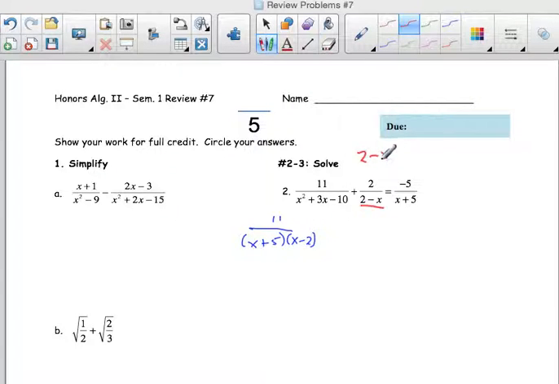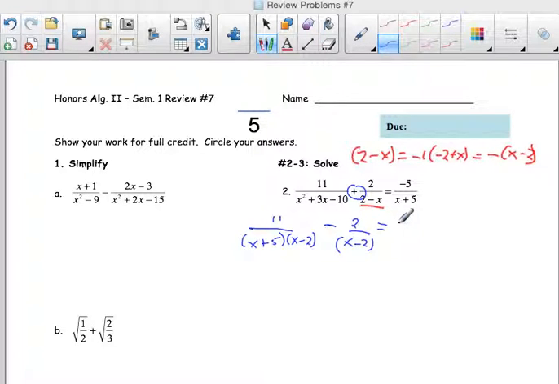So if I have 2 minus x, I can factor out a negative 1, and that would leave me negative 2 plus x, which is the same thing as the opposite of x minus 2, which means I can rewrite the second expression here as minus, changing this sign to minus, 2 over x minus 2. That's going to be important because I really want to have the same terms in my denominator. And then I'm going to say that's equal to negative 5 over x plus 5.